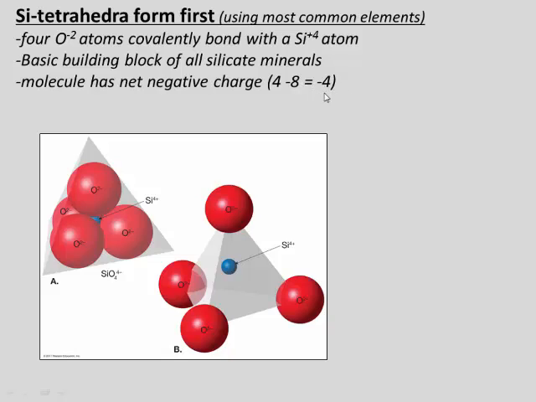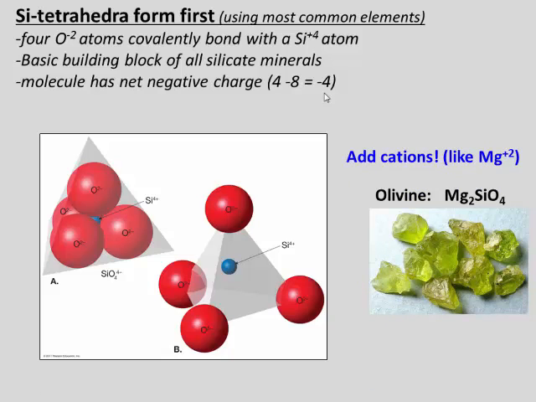So it's not really stable. It's still looking for more cations to balance out that charge. So that's exactly what happens when we make minerals. We bring in additional cations, like magnesium, arrange those magnesium ions between the tetrahedra, and balance out the charge, and in the process we make a mineral, like olivine.